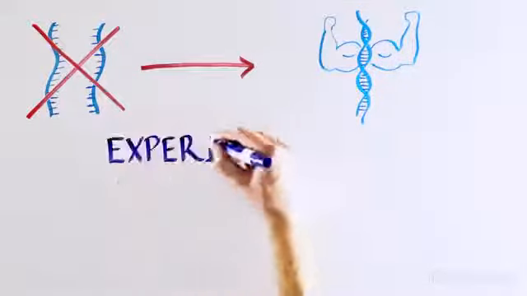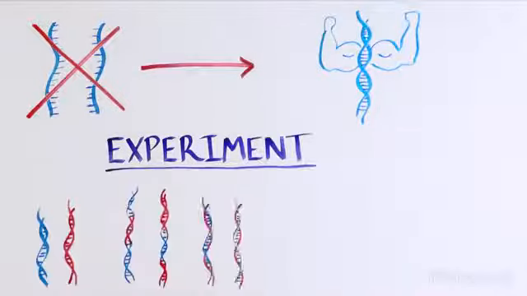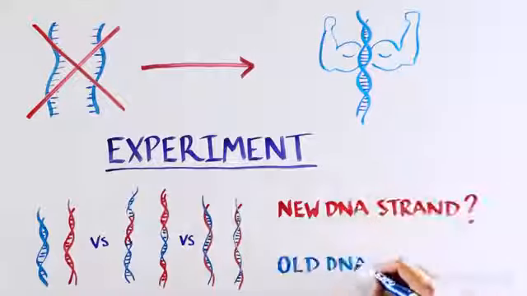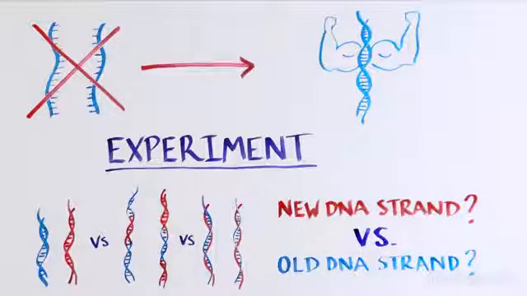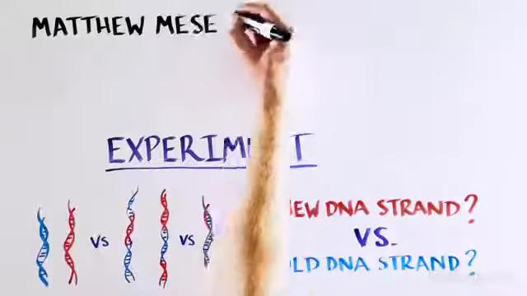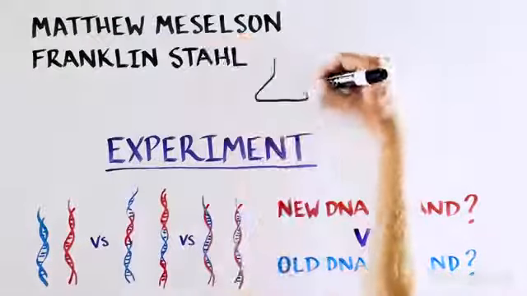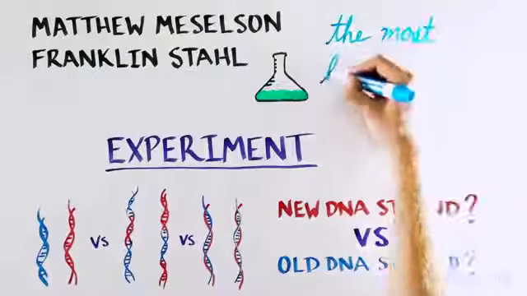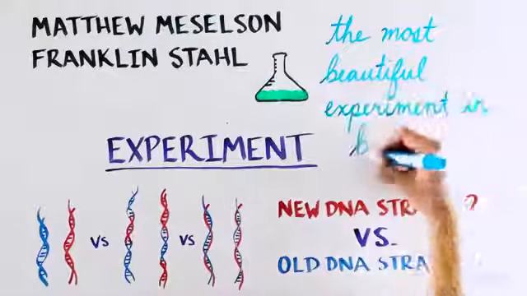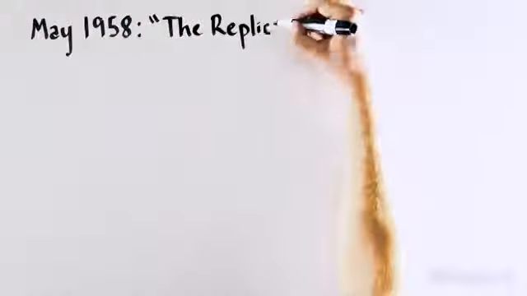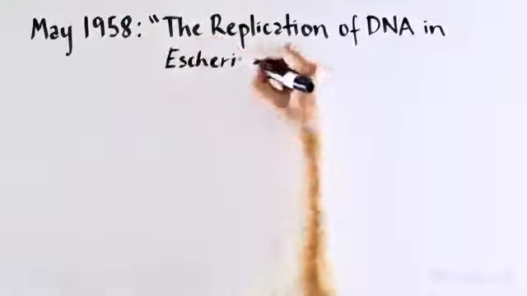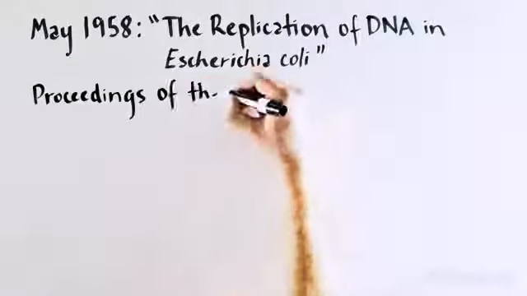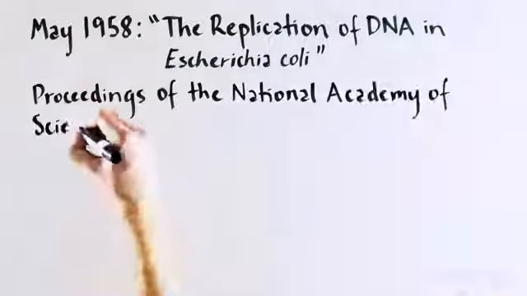The only way to solve this was to create an experiment, to tell the new DNA strand from the old one. So two scientists, Matthew Meselson and Franklin Stahl, had an idea to design an experiment that would be known as the most beautiful experiment in biology. Their findings are published in their article titled The Replication of DNA in E. coli, published in May 1958 in the Proceedings of the National Academy of Sciences.